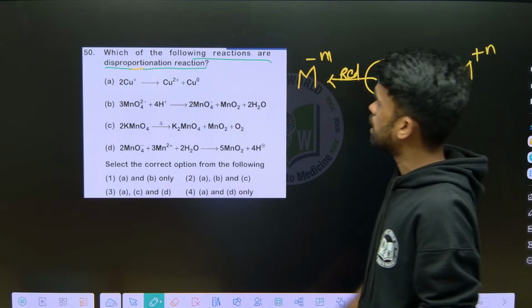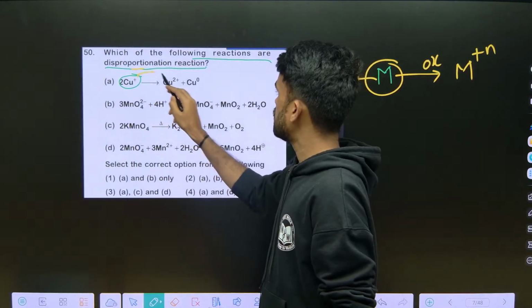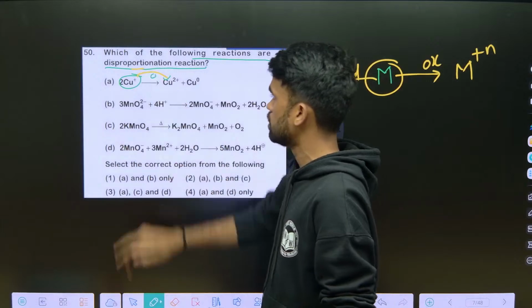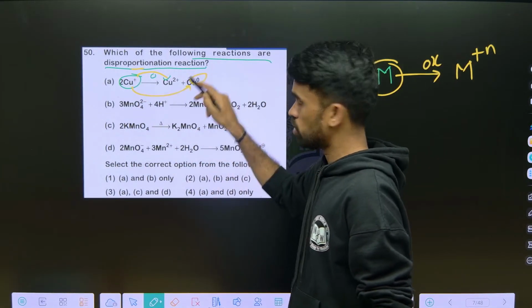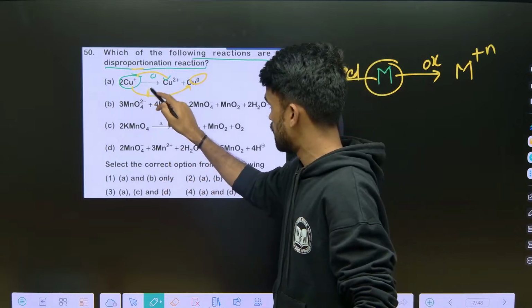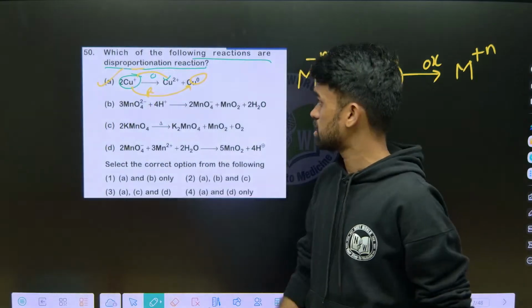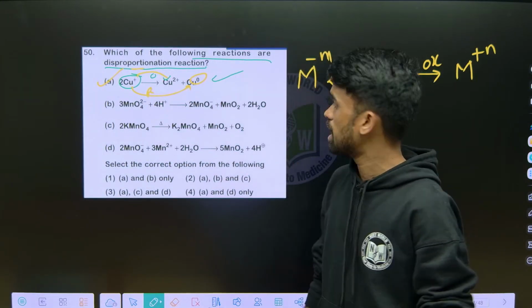Okay. Look here, copper is in the +1 state and is converted into +2. So what is this process? Loss of electrons, oxidation. From here to here, +1 becoming 0, the number is reduced. So this is reduction. So this is a redox reaction, and it is an example of a disproportionation reaction.